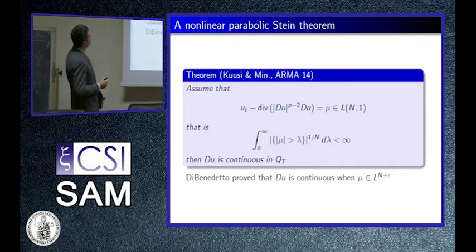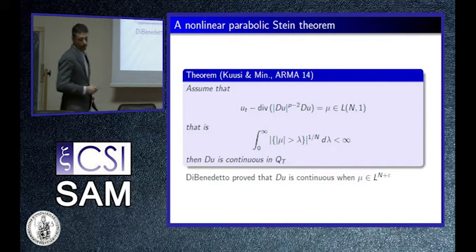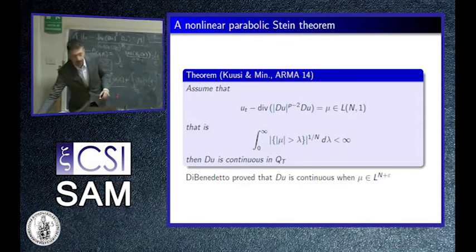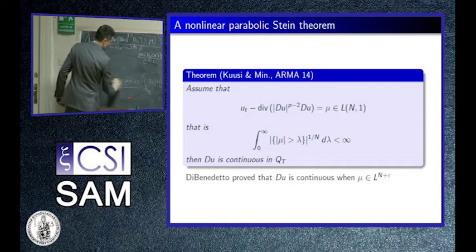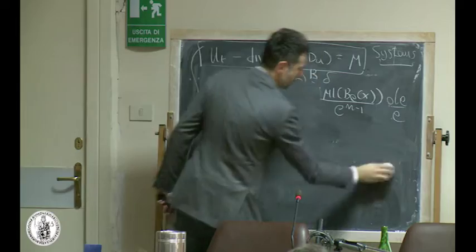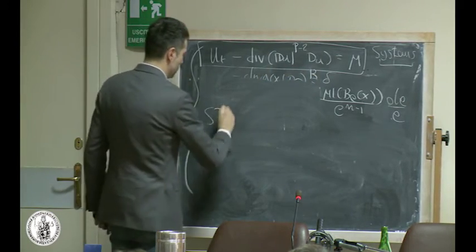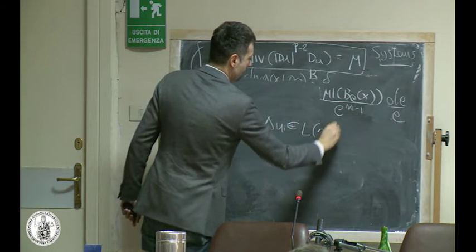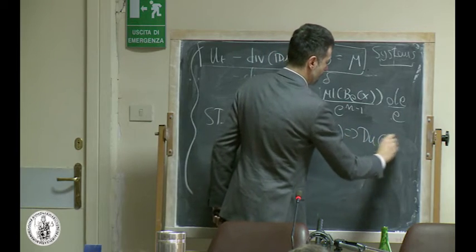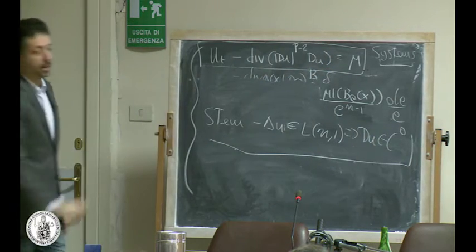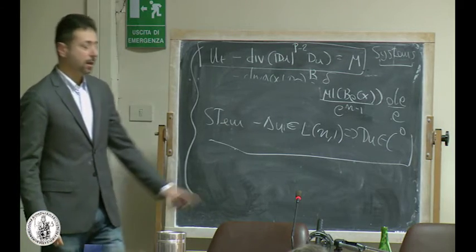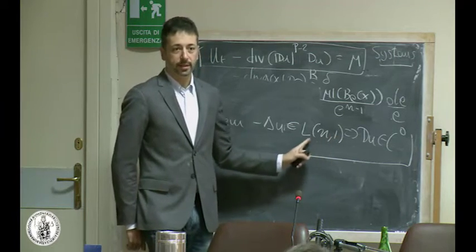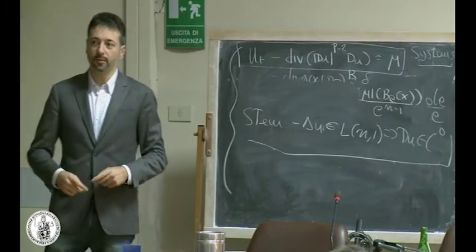In particular, we also have a nonlinear parabolic Stein theorem. That's what we said yesterday, the classical theorem of Stein. This is a very classical fact for the Laplacian. I will talk about it later. This classical theorem of Stein tells you that if this belongs to L(n,1), then U is continuous. So this is the smallest rearrangement invariant function space amongst these Lorentz spaces for which you can get the dimensional analog of Sobolev embedding up to the continuity.